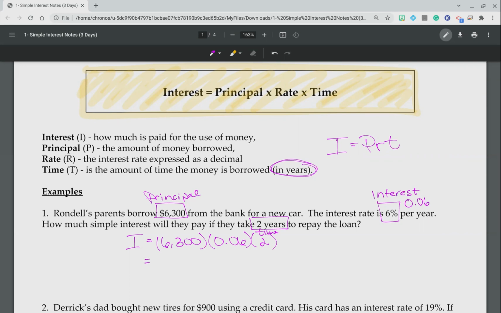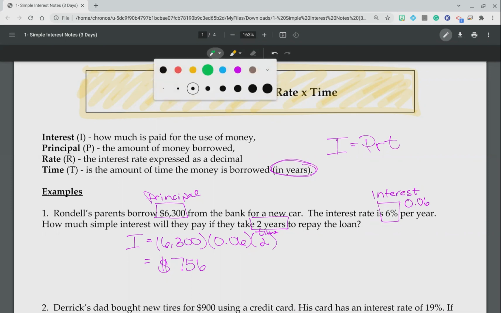So plug that in my calculator, and I get that I'm going to pay $756 in interest. So for borrowing $6,300, if it takes you 2 years to pay all that money back, you are paying an additional $756 in interest. You are not paying back $6,300. You're paying back $6,300 plus $756 for interest. So like we said before, borrowing money is not free.